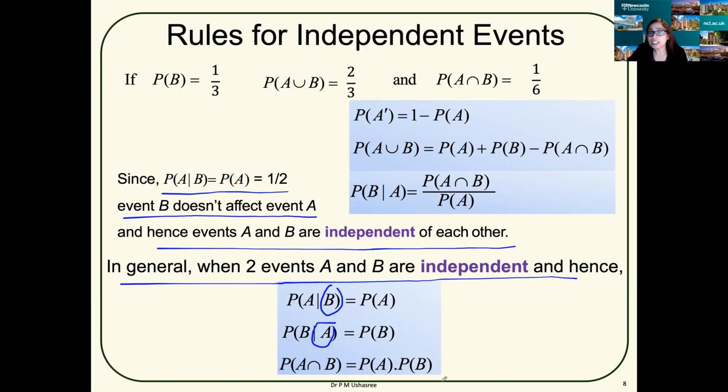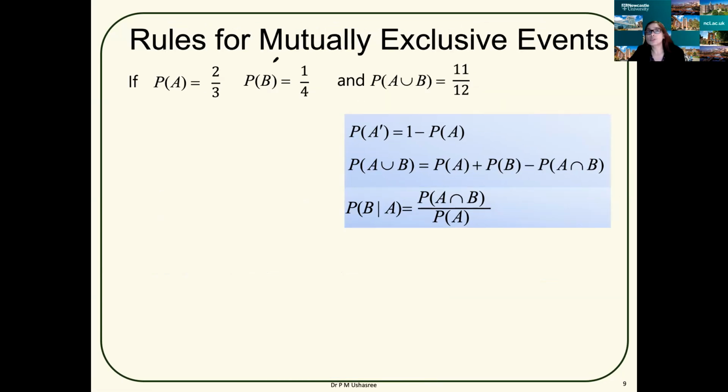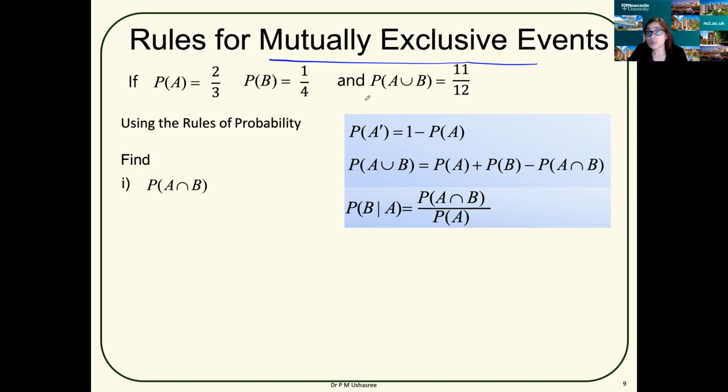Similarly, the multiplication rule just becomes simply the same probability because it doesn't matter. Okay, now let's see the mutually exclusive events. So we have an example here, and you have to use the rules of probability to find A intersection B.